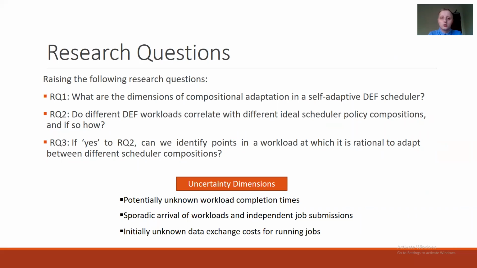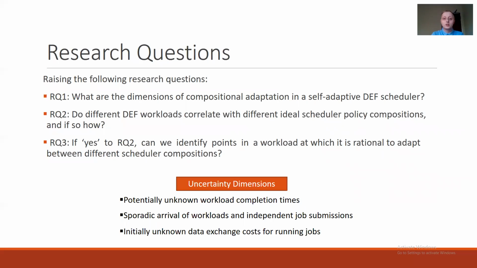What are the dimensions of compositional adaptation in self-adaptive distributed execution framework schedulers? Do different distributed execution framework workloads correlate with different ideal policy compositions? And if so, how? And if yes to the previous research question, can we identify points in a workload at which it is rational to adapt between different scheduler compositions?